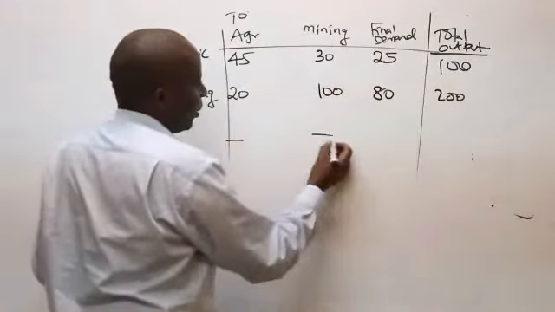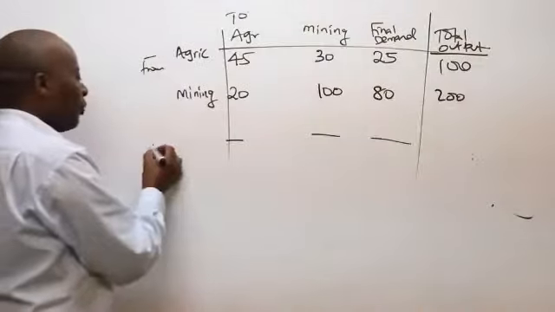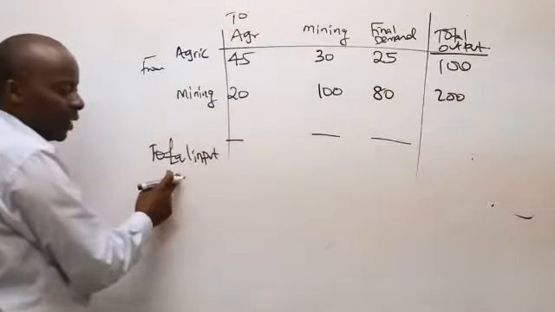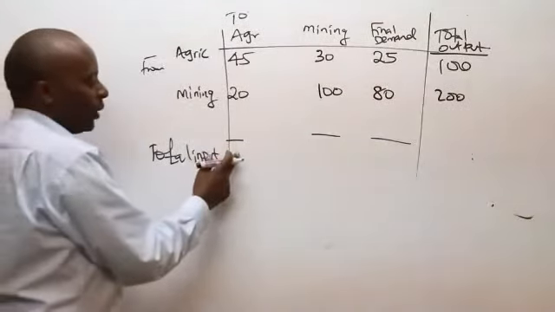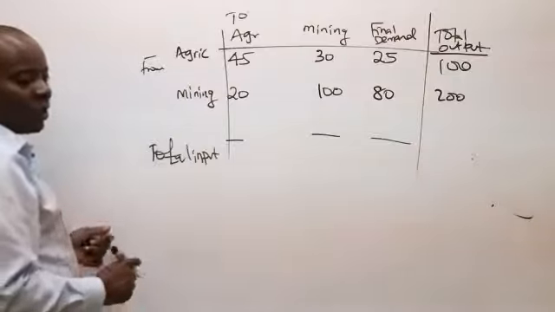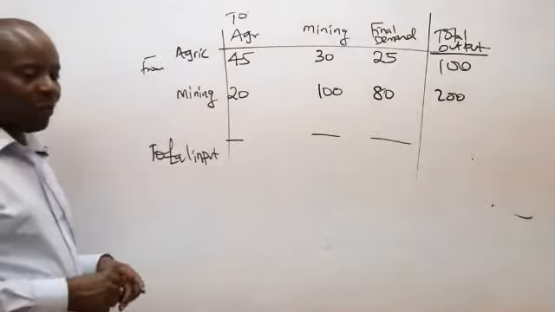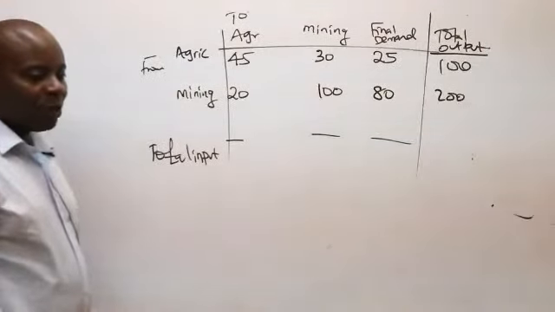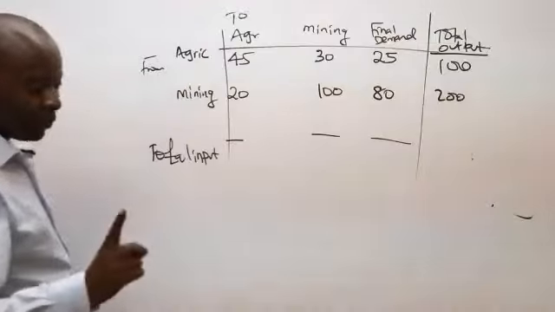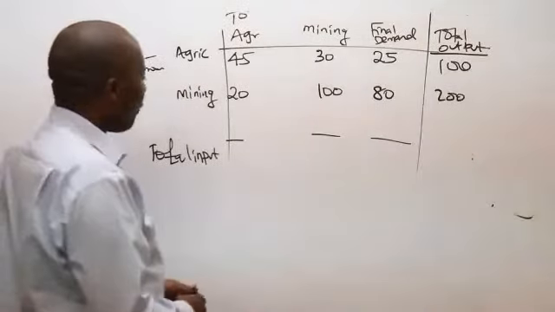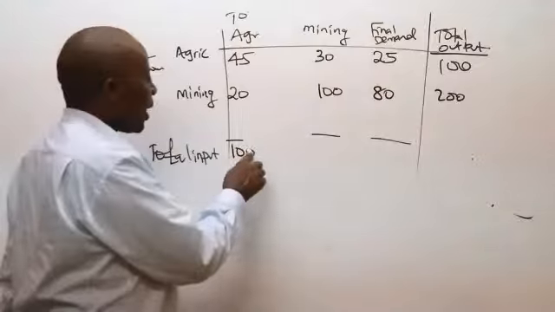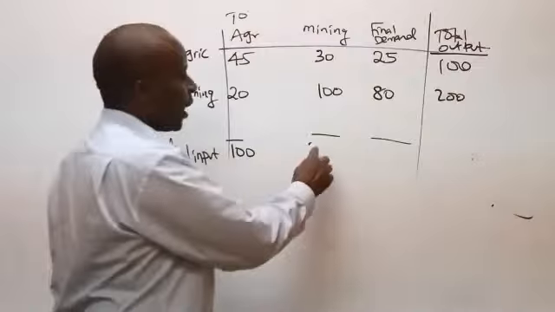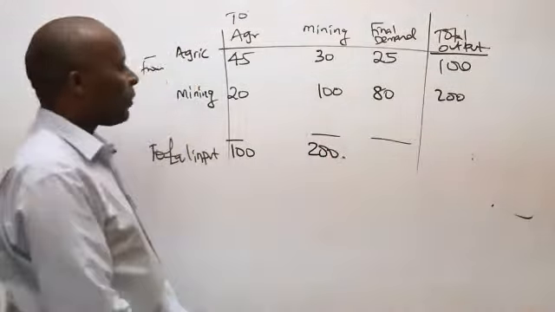Now listen. Then we'll talk of what we call the total input. Up there we have output, and here we have the total input. Can somebody give me the total input of agriculture? 65. Thank you very much for trying. However, that is a lie. The total input for agriculture is 100. The total input for mining is 200. Is there anybody who is able to see where I'm getting those figures from?